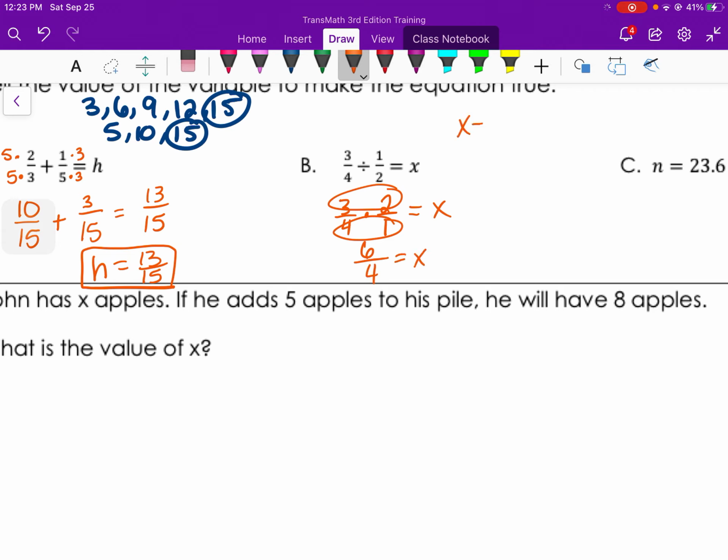That can be simplified. So if I have x equals 6/4, both of these are even, so you can divide both by 2, so x will equal 3/2. So that's the solution that makes that equation true.